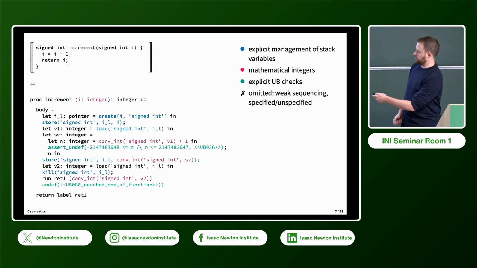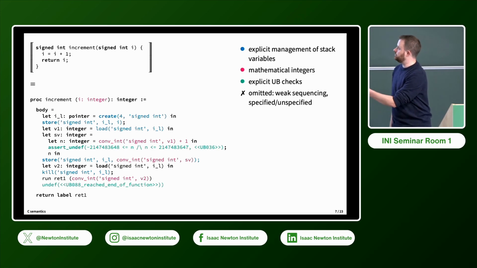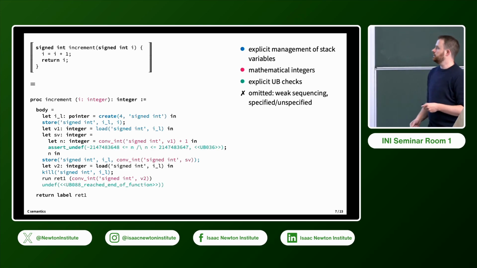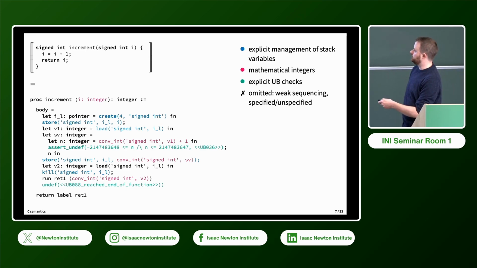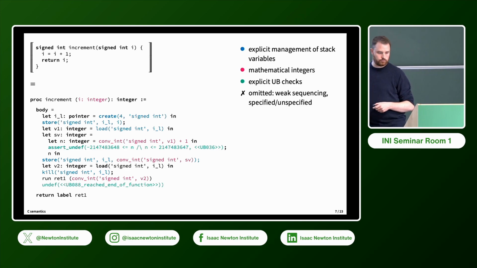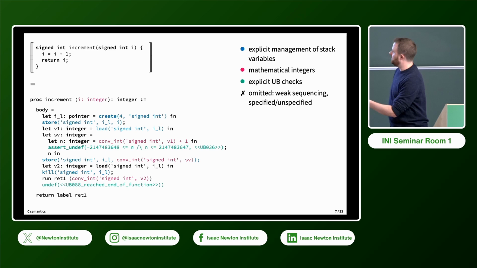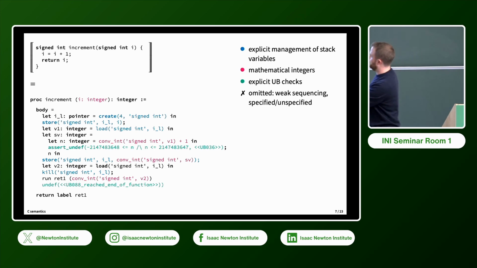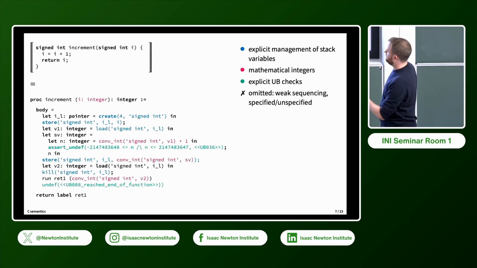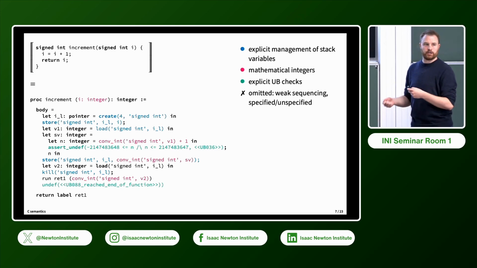So if we take this sort of innocent-looking increment function here that just increments I and returns, Cerberus will say the semantics of that is this core function here. And you can see the bits highlighted in colors that don't come out so well, but you can see a couple of things that Cerberus makes explicit that are tricky about C.